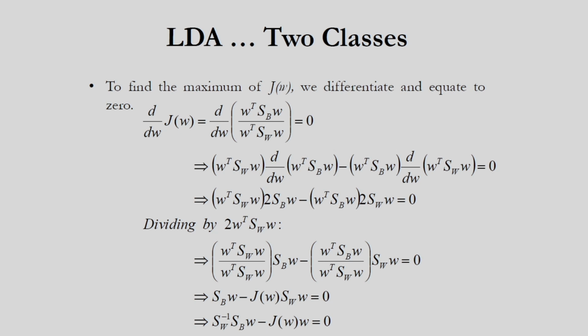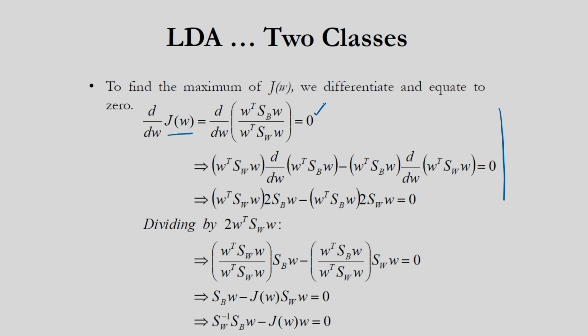That is why I am taking the differentiation with respect to W, where W is the projection vector. I have to maximize J(W) with respect to W, so that is why I am doing the differentiation. You can see this mathematics. How to do the differentiation? By using the chain rule. Since I have to find the maximum value, that is why I am equating it to 0.